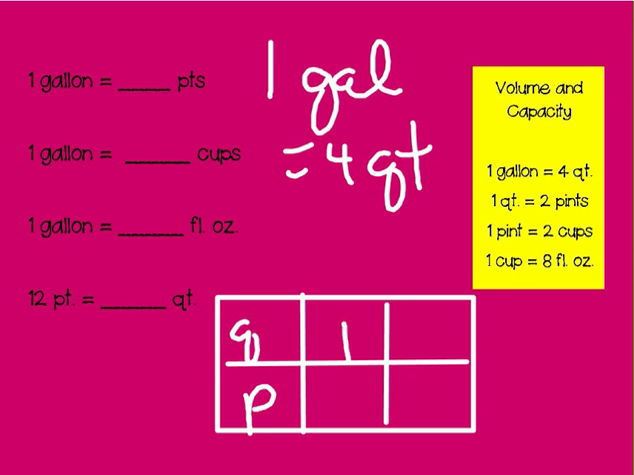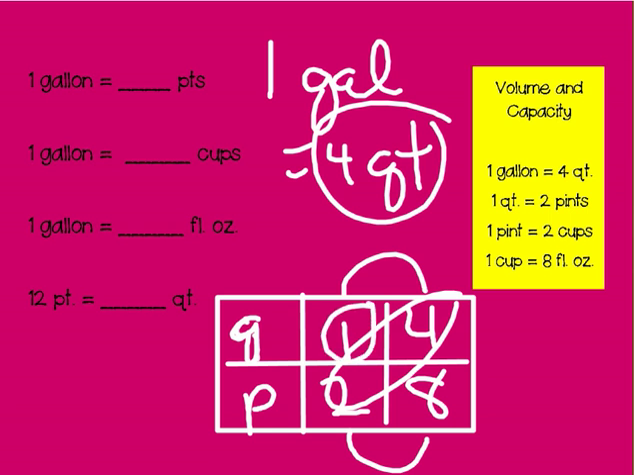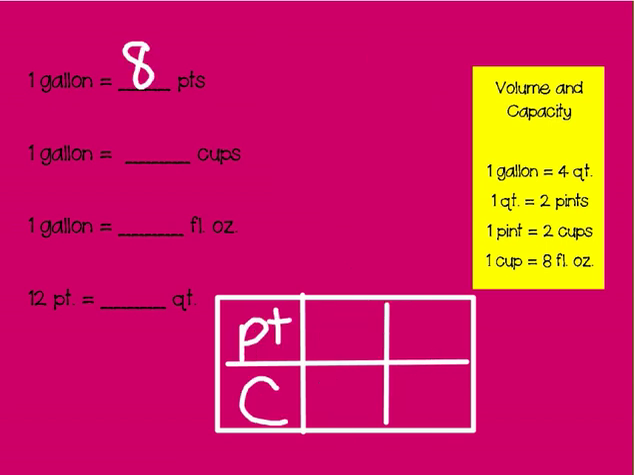I have 1 quart to 2 pints. I know that a gallon is 4 quarts, so I'm going to put that on the top where the quarts are, and I can see the scale factor is times 4. 2 times 4 is 8, or you can multiply the two that are diagonal and divide by the number that's left over. You get 8 either way. 1 gallon is equal to 8 pints.